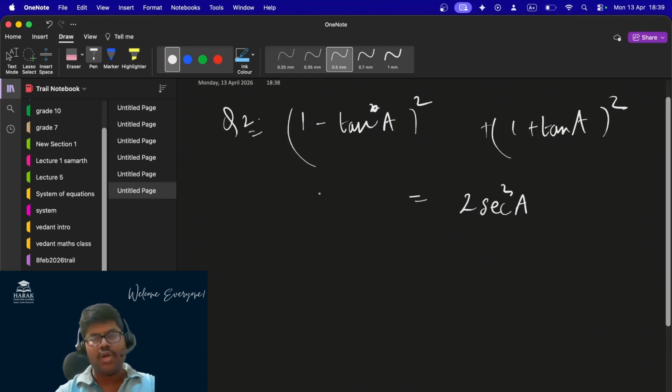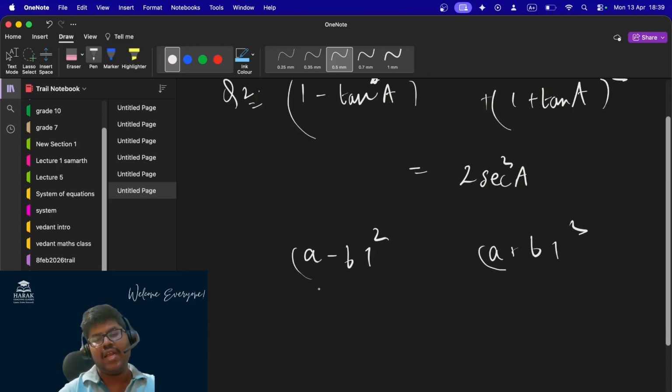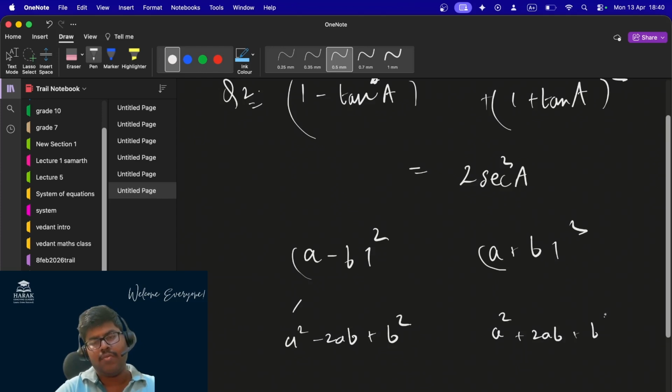So now here, what is the thing? There are two ways to approach the problem. One way is to use the algebraic identities for (a minus b) whole square and (a plus b) whole square. What is the identity for (a minus b) square? It would be a square minus 2ab plus b square. And for (a plus b) square, that would be a square plus 2ab plus b square.